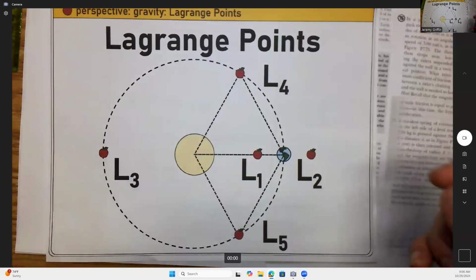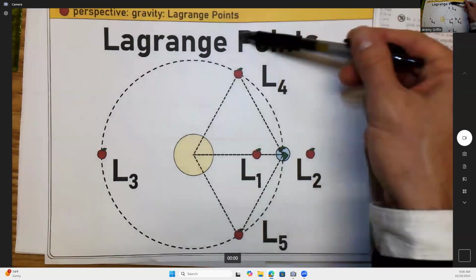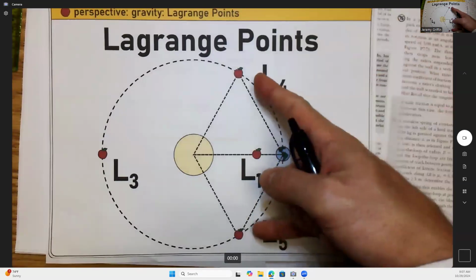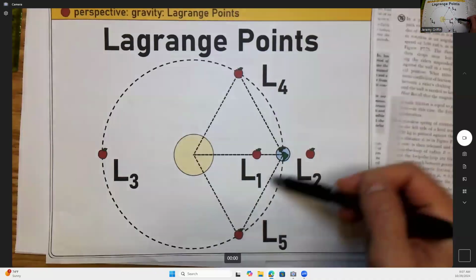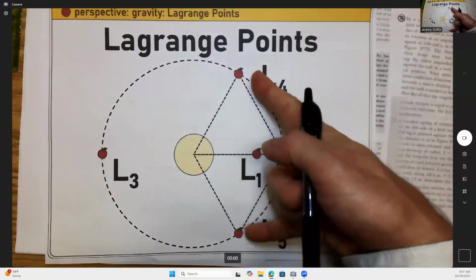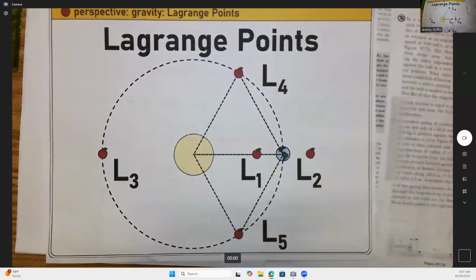Right. And then a guy named Lagrange did a bunch of fancy math. He said, you know what, I think if you draw an equilateral triangle right here, and this one's also an equilateral triangle, then at these points there should be a point of gravitational stability. And that was actually backed up by observations of, well, here, I'm going to find this.